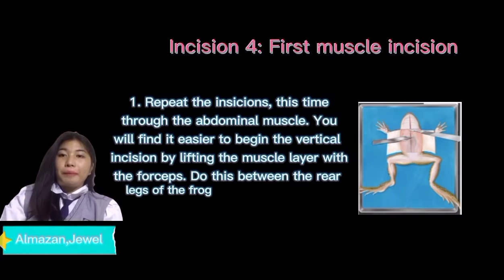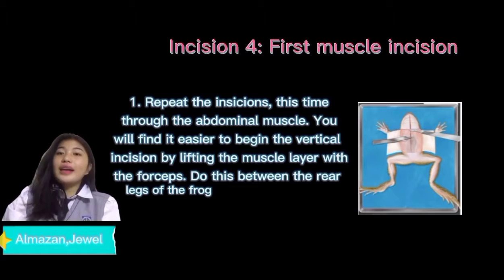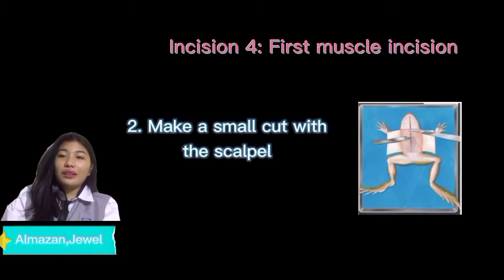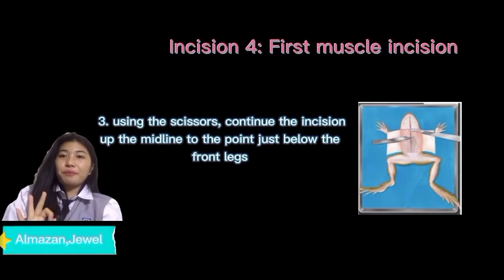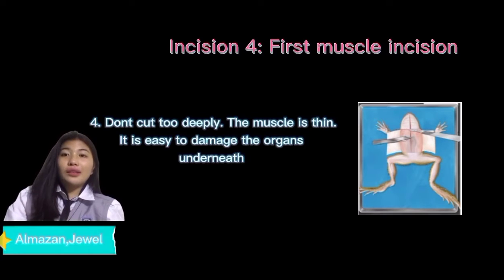First step, repeat the incision. This time, through the abdominal muscle, you will find it easier to begin the vertical incision by lifting the muscle layer with the forceps. Do this between the rear legs of the frog. Second, make a small cut with the scalpel. Third step, using the scissors, continue the incision at the midline to a point just below the front legs. Fourth, don't cut too deeply. The muscle is thin, it is easy to damage the organs underneath.